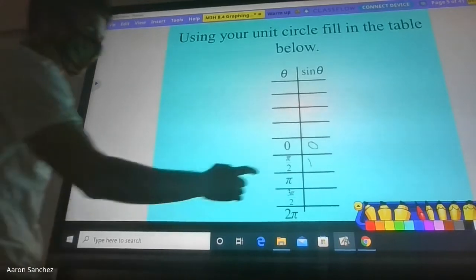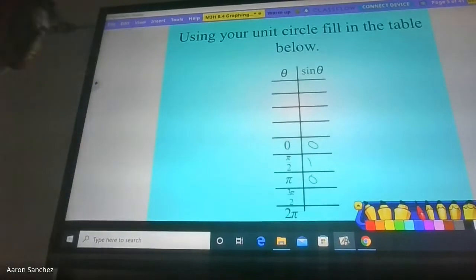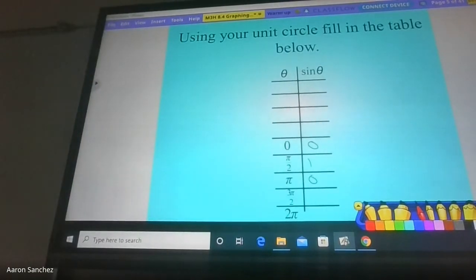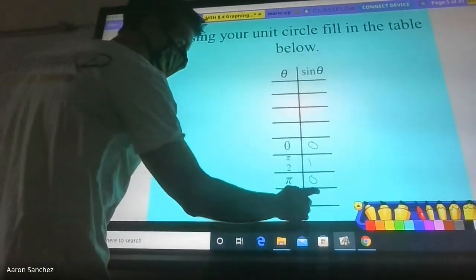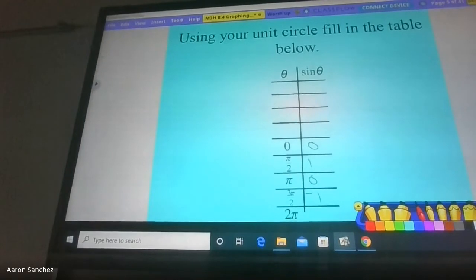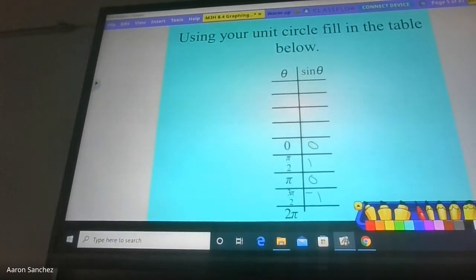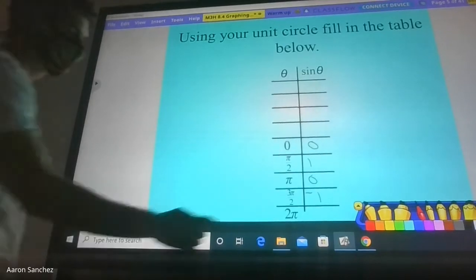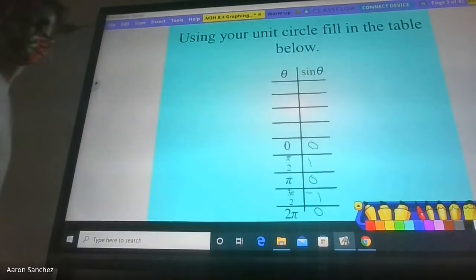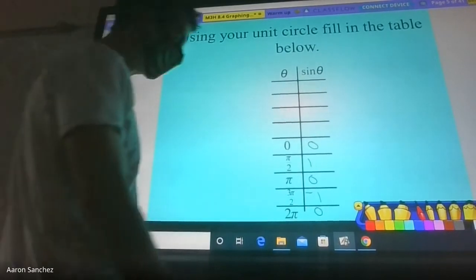0. Sine of 3 pi over 2. -1. Someone else besides Anthony. 2 pi. Sine of 2 pi. Delilah, sine of 2 pi. 0. Got it? Boom. Okay, so that's that. Now, what do you notice?